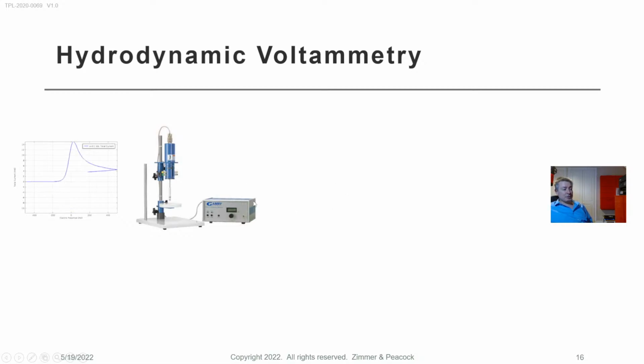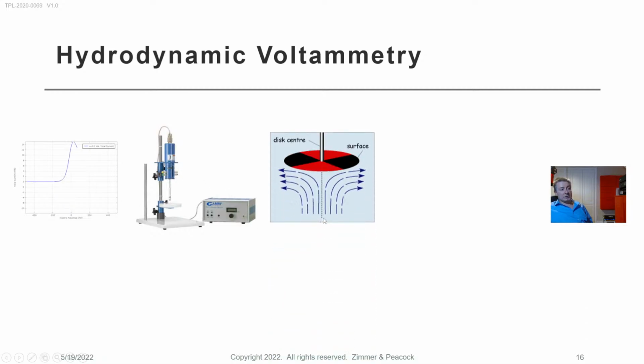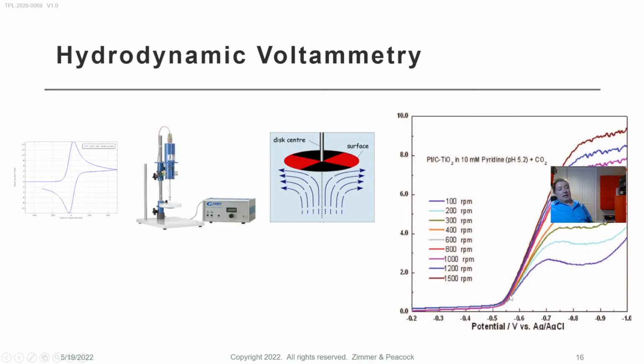But the reason I bring it up is because in a rotating disc electrode, if you otherwise did the same experiment of doing a voltage sweep, i.e. voltammetry, but you now rotate the electrodes, you are forcing material to the electrode and you get a very different shape. So let me give you an example of that.